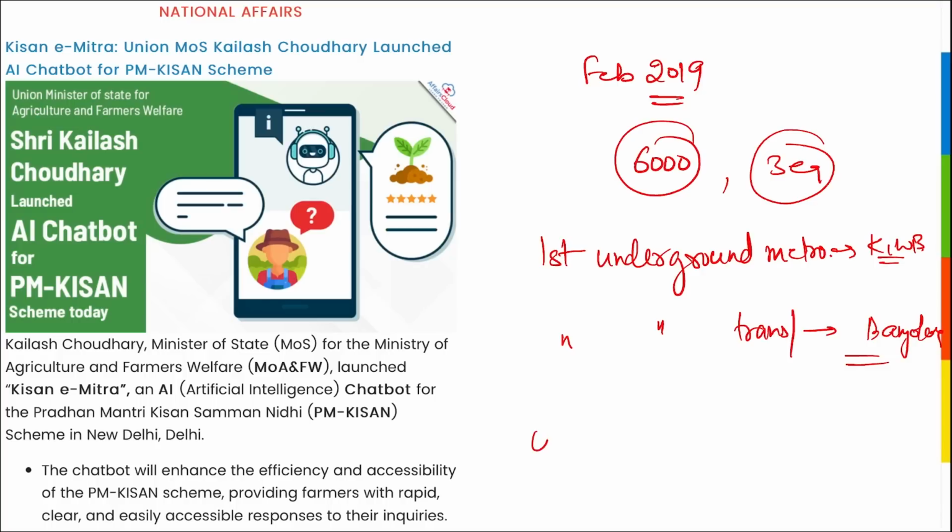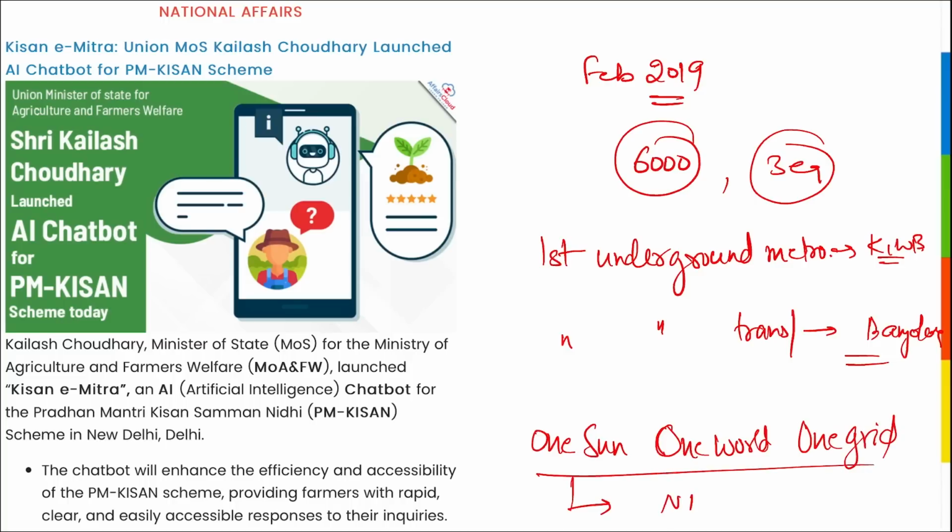Then recently, One Sun, One World, One Grid. The conference for this event was held where recently? It was held in New Delhi.